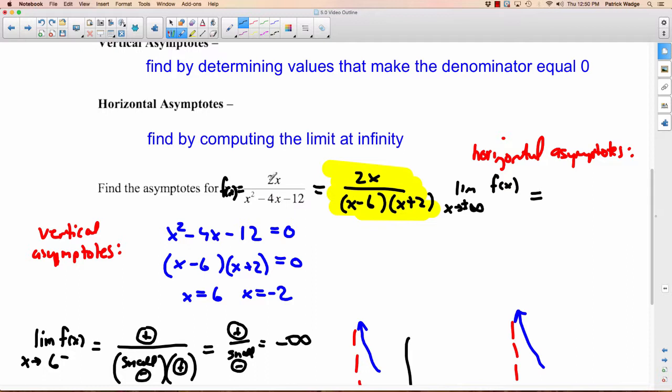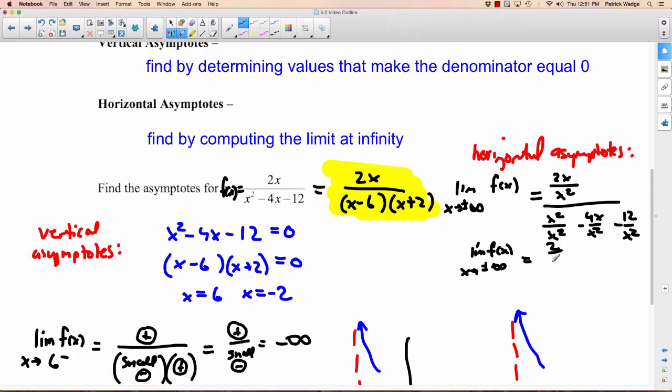But if you forget that, the other way you can do it is you divide each one of these terms by the biggest degree. So the biggest degree is x squared. So I would go 2x divided by x squared over x squared divided by x squared minus 4x over x squared minus 12 over x squared, which means we'd have the limit of f of x as x approaches plus and minus infinity. 2x divided by x squared, well, you'd still have a 2 over x here, and then x squared over x squared is 1. You'd have 4 over x here and 12 over x squared here.